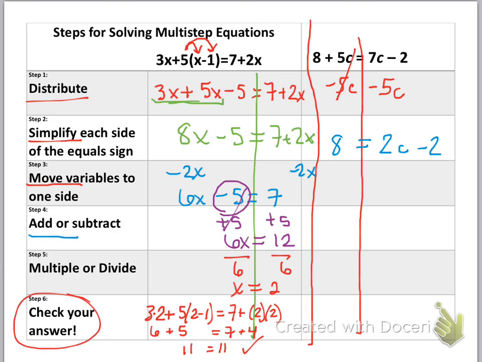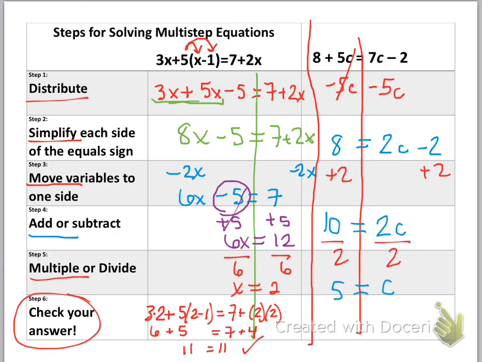Now I need to add or subtract. I'm adding 2 to both sides. Oops, I like using a different color. Adding 2 to both sides. That leaves me with 10 equals 2c. Now I'm doing multiply or divide. Divide both sides by 2. I get 5 equals c.